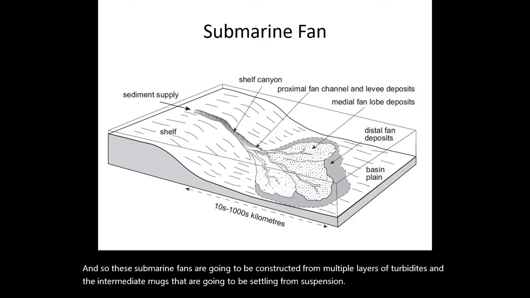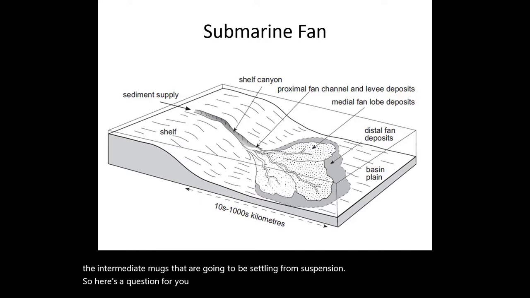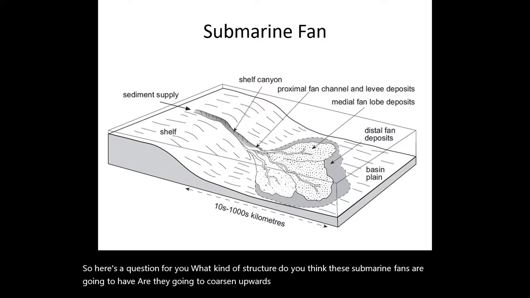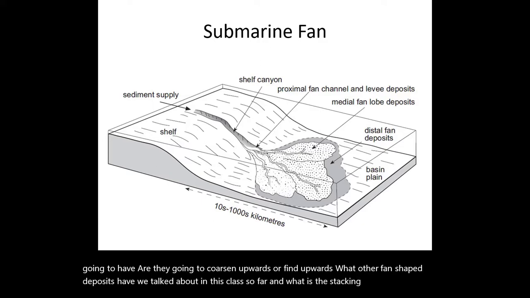So here's a question for you. What kind of structure do you think these submarine fans are going to have? Are they going to coarsen upwards or fine upwards? What other fan-shaped deposits have we talked about in this class so far? And what has the stacking pattern been for those deposits?